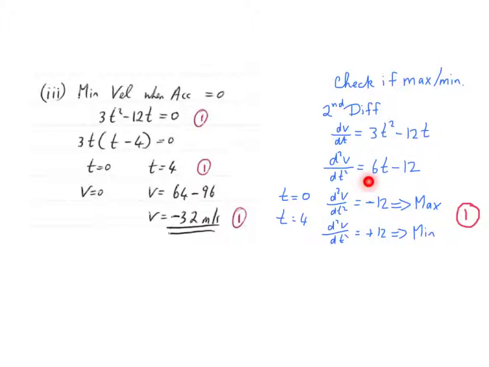d2v over dt squared is 6t minus 12. When t is 0, that gives us minus 12, which is max. When t is 4, it's plus 12, which is minimum. So that shows it is a minimum velocity.